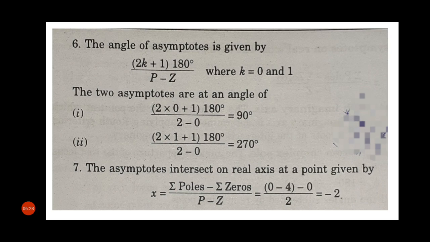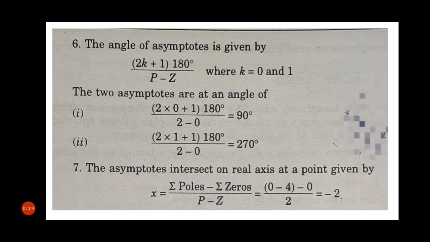Okay, now after finding the asymptote angle, we find the centroid, because asymptotes intersect at a point on the real axis, and that point is known as the centroid. Here I have denoted the centroid by x, and x equals sum of poles minus sum of zeros divided by P minus Z. Here we consider only the real parts of poles and zeros. So put the values of poles and zeros, and we calculate our centroid is -2.